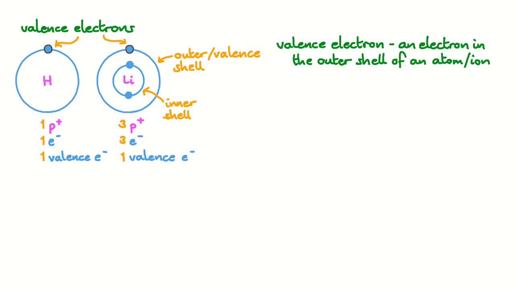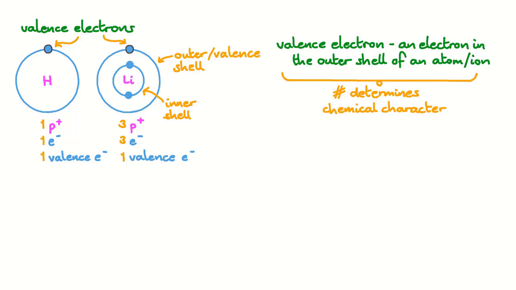Atoms of hydrogen have one valence electron, but so do lithium atoms, because the two electrons in the inner shell are not part of the valence shell. Broadly speaking, the number of valence electrons of an atom determines its chemical character.